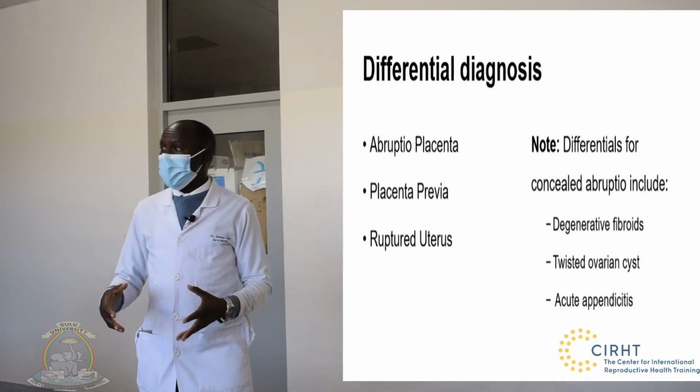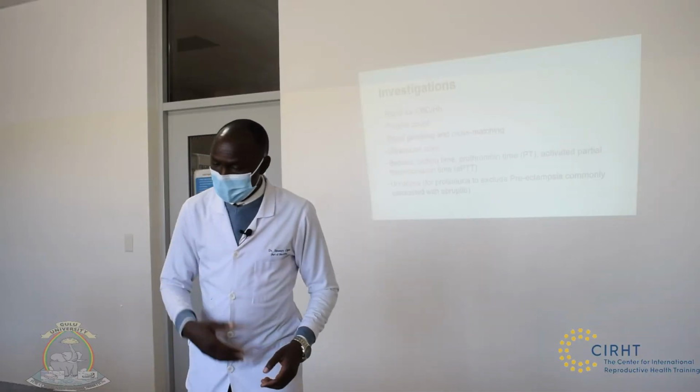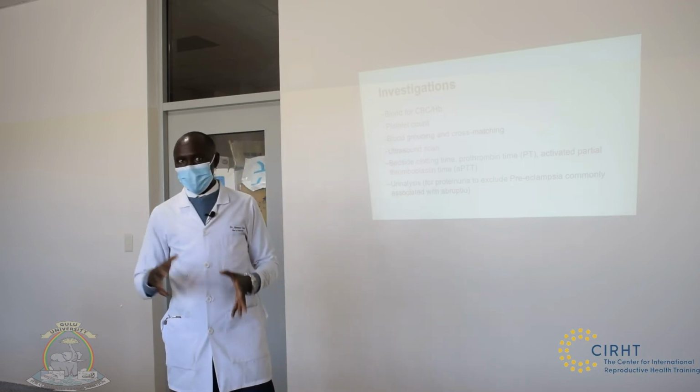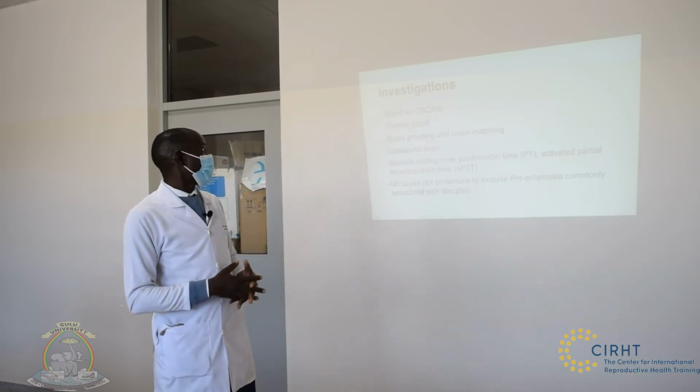It is important to know that if this bleeding is concealed sometimes, we need to think about the degenerative changes that occur, what we call degenerative fibroids, twisted ovarian cyst, or even acute appendicitis. Twisted ovarian cysts are those which are hemorrhagic, they can bleed, and then you have intraperitoneal bleeding, and you get similar symptoms of a patient having antepartum hemorrhage.